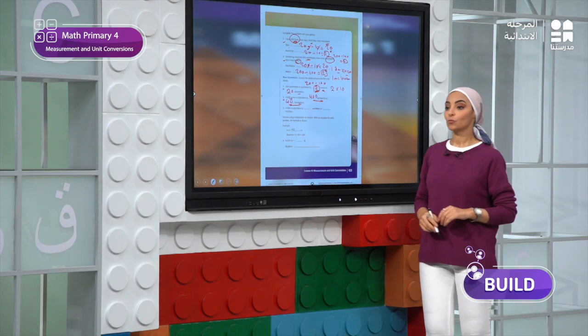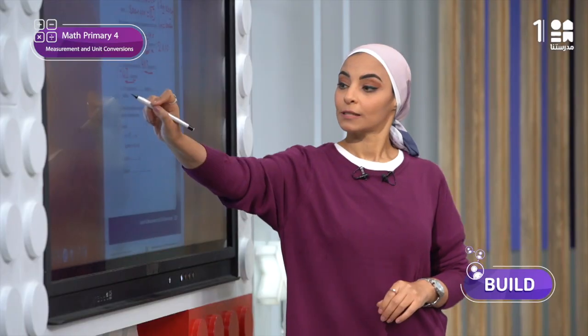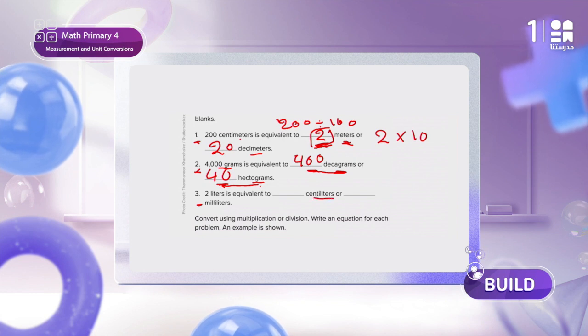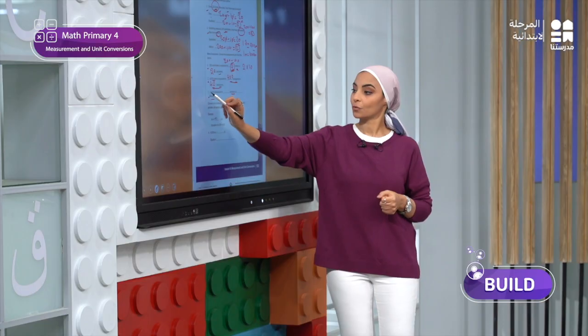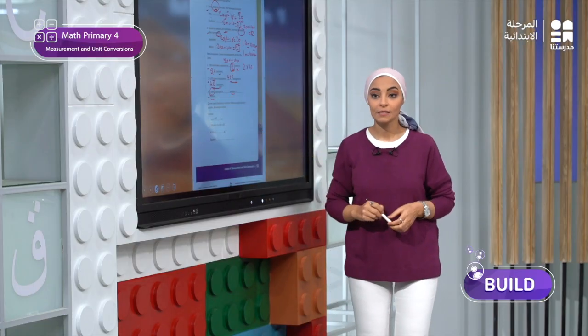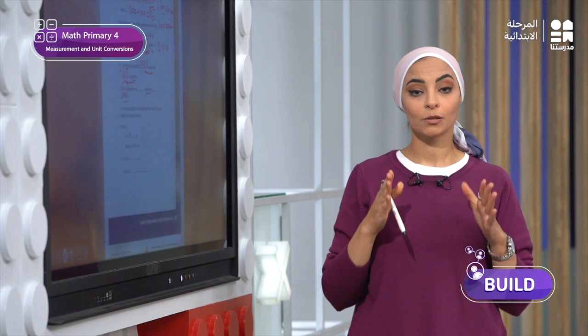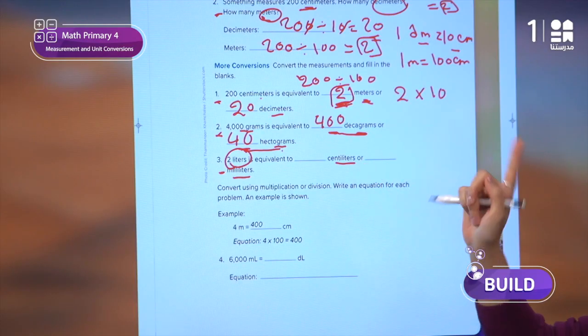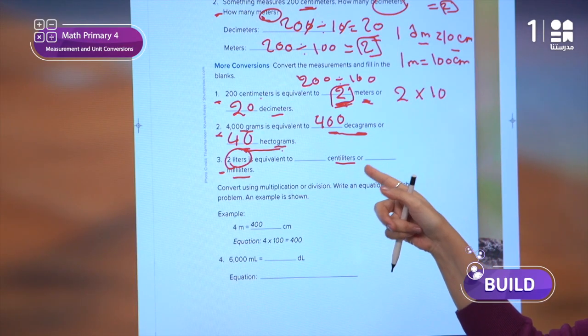Now, let's move to example number 3. Here I have 2 liters equals to how many centiliters and how many milliliters. Okay, now 2 liters equals how many centiliters? طيب 20 deciliter. عملت ايه؟ عملت times 10 عشان تديني deciliter. طب هو انا عايزه هنا deciliter؟ No, I want centiliters.